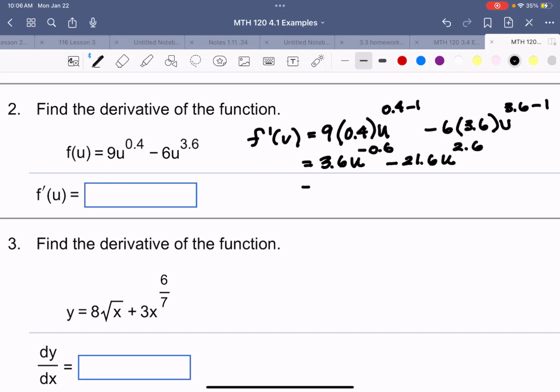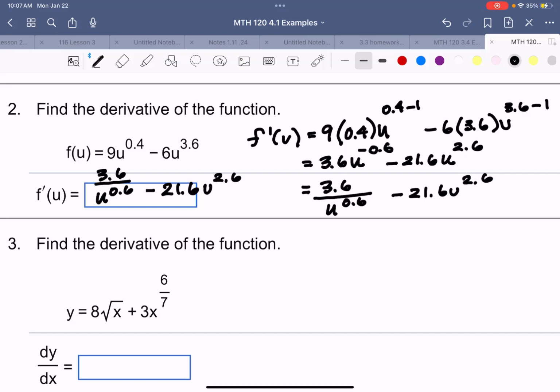Now the only thing we might do here, which may or may not be required by my math lab, you can try it both ways, but a negative exponent in the numerator as a factor, something that's being multiplied, can be moved to the denominator to become a positive exponent. So 3.6 over u to the 0.6 minus 21.6 u to the 2.6 is our final answer.